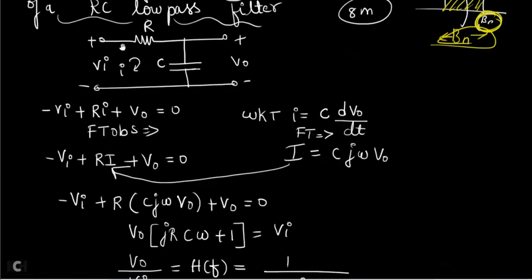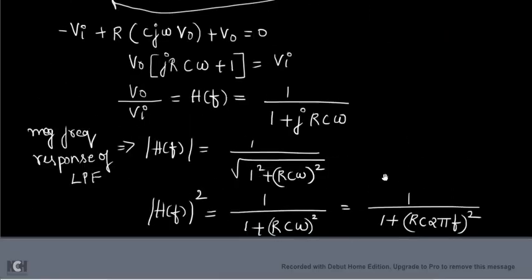So what is omega? Omega is angular frequency. It can be written as 2 pi f, correct, no? So 1 plus (RC 2 pi f) whole square. This is your frequency response, magnitude H of f whole square for the RC low pass filter. First you need to calculate this. Now what is the next step?